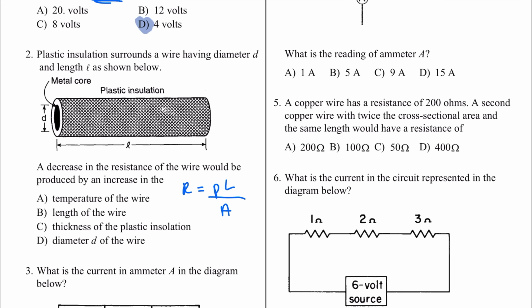It would mean that A, which is cross-sectional area, is increasing because resistance is decreasing. Since A is in the denominator, it would have that inverse relationship. So as A increases, that means R has to decrease. And remember, A is cross-sectional area, which is like the same thing as the diameter. So the answer is choice D, diameter D of the wire.